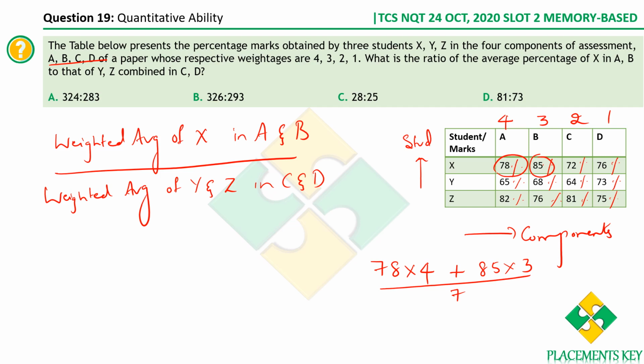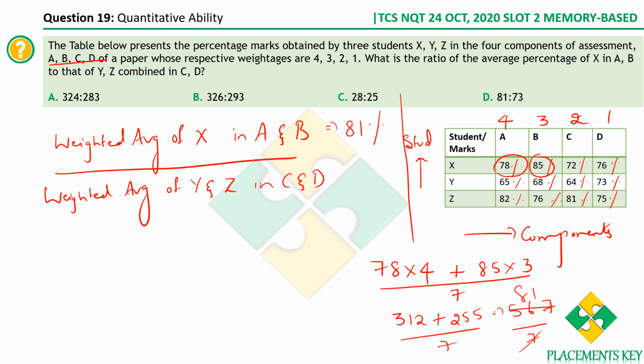Yeah. So what is 78 into 4? 85 into 3. Yeah. 78 into 4 is what? 312, plus you have 85 into 3, which is 240 plus 15, so 255, divided by 7. So what is the value that you get? You get 567 divided by 7. So you get the value as 81. Therefore, the weighted average of X in A and B is 81%. Is it clear?